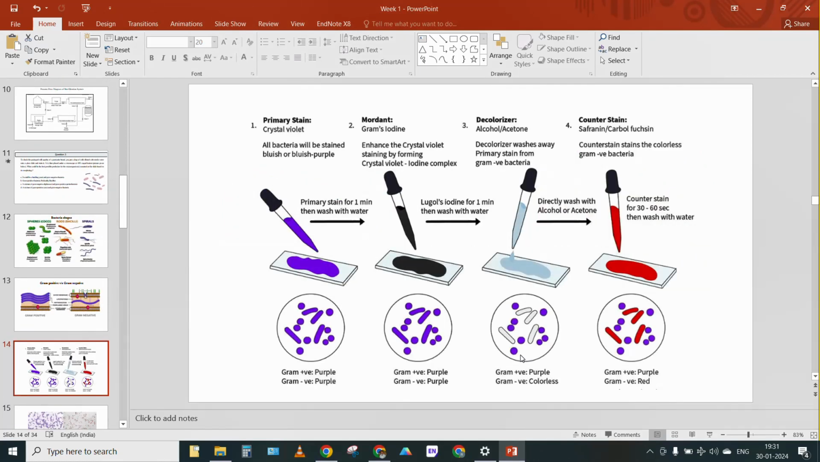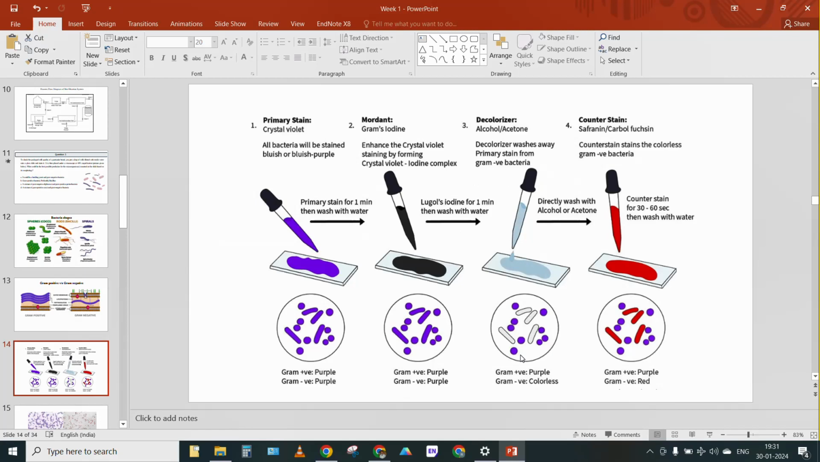Then this is the staining process. So the staining process covers four steps, which starts from the primary stain of crystal violet, followed by the mordant, which is Gram's iodine. Then the third step is the decolorizer, which is alcohol or acetone. Then step 4 is the counterstain by safranin or carbol fuchsin. So these are the step-wise method for staining the bacteria.